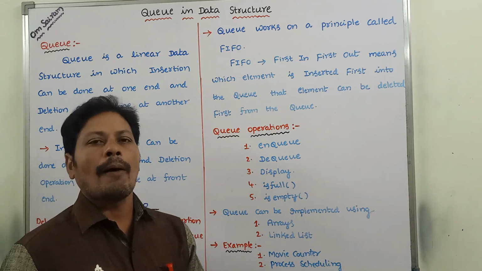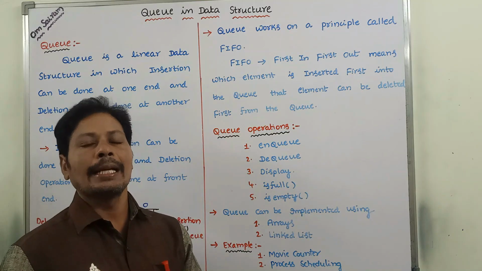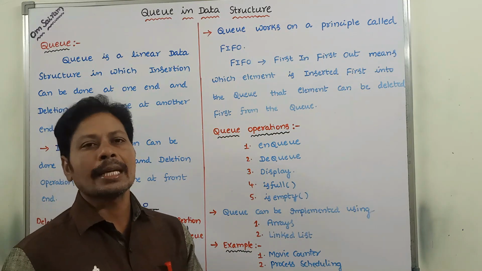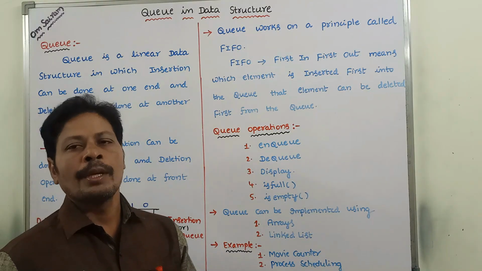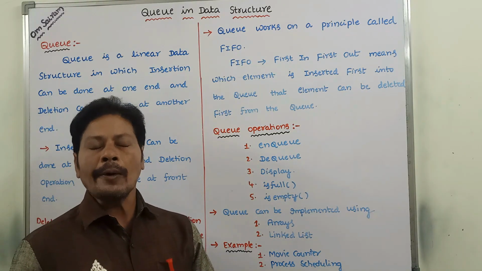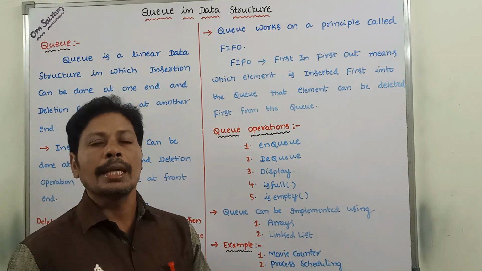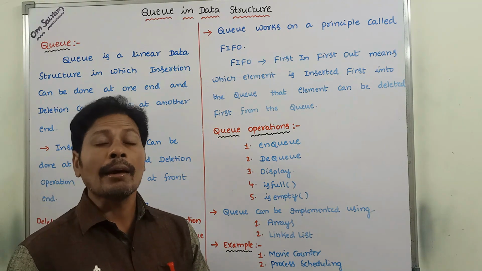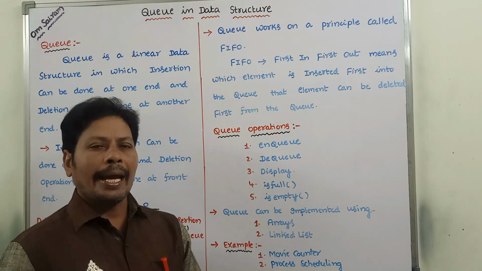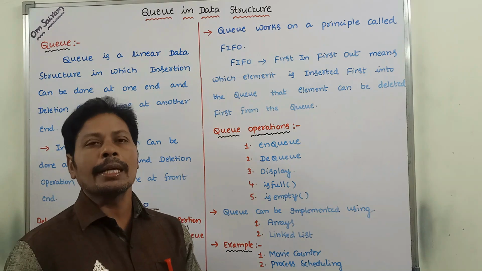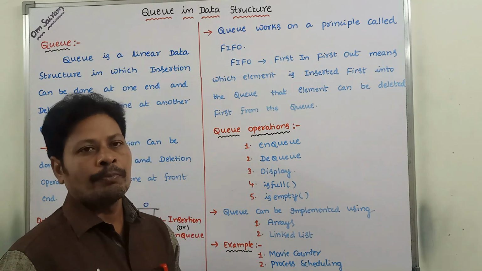Data structures are classified into two ways. First one is linear data structure. Second one is non-linear data structure. In the case of non-linear data structure, data can be stored in a hierarchical manner, that is, a tree structure. The examples for non-linear data structures are trees and graphs.